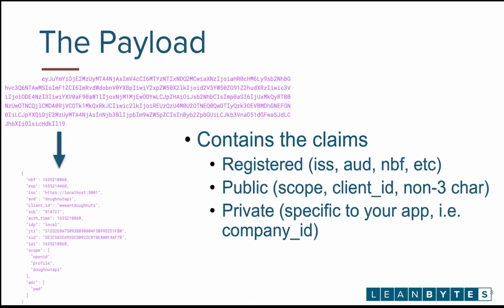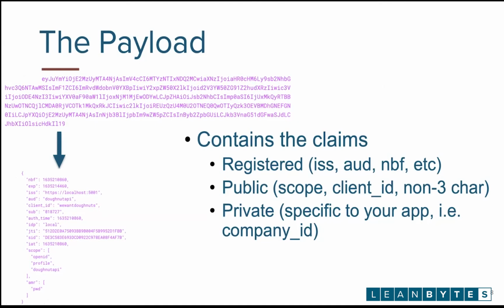And you've got a bunch of other ones like sub, which is like user ID, and things like that. You also have public ones. So these would be typically more non-3-character ones. These are ones that are kind of agreed upon as well. So scope and client ID are common ones there.